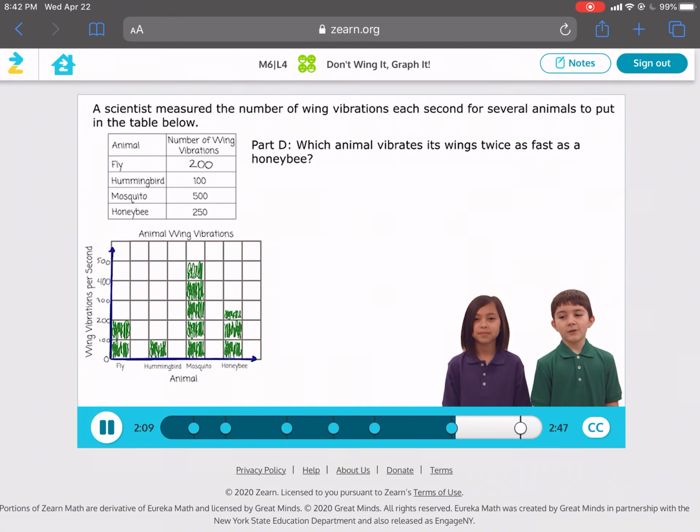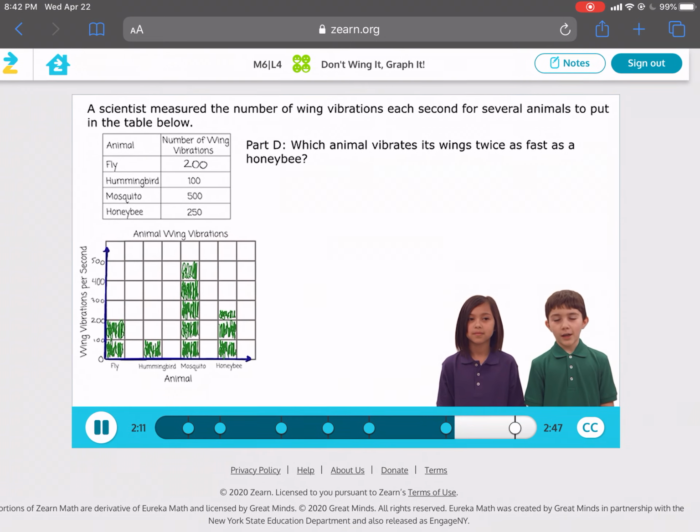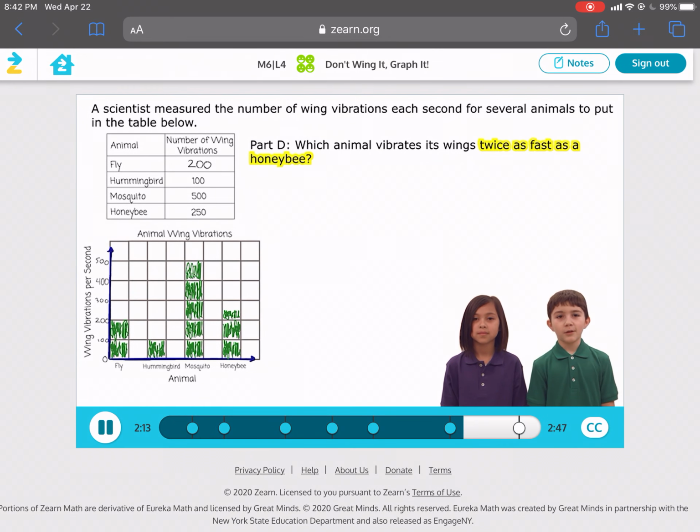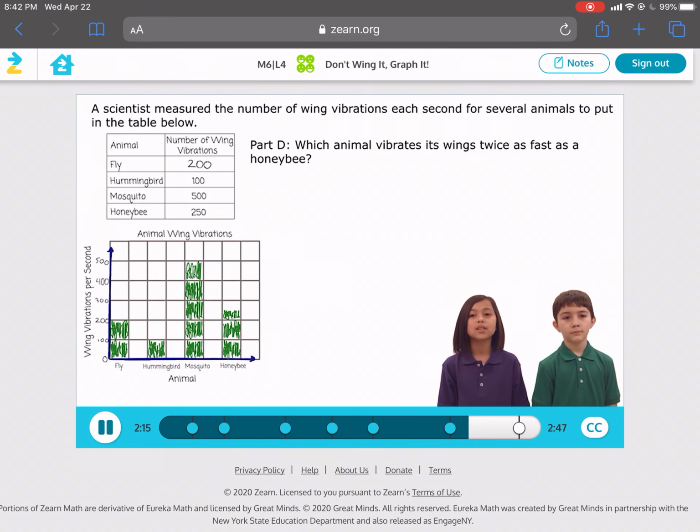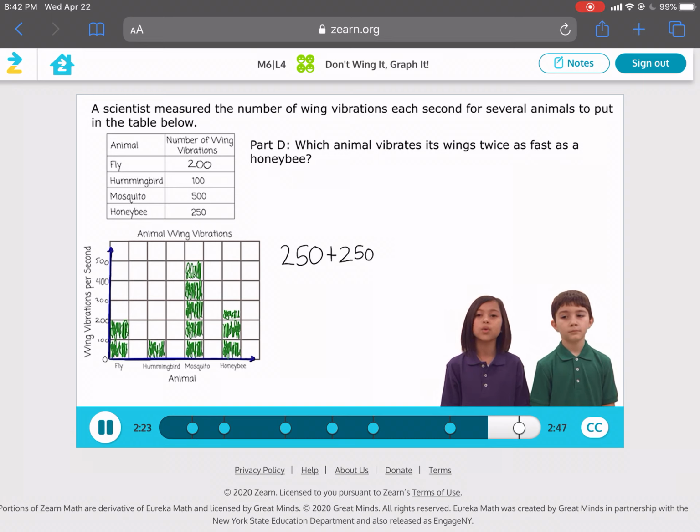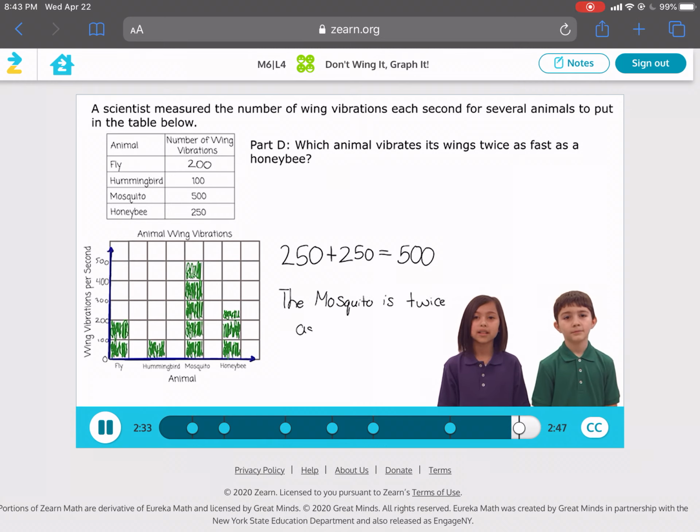The question is asking us to find which animal is twice as fast as the honeybee. The honeybee flaps its wings 250 times per second. I would write 250 plus 250. 250 plus 250 equals 500. The graph shows us the mosquito vibrates its wings 500 times per second. The mosquito vibrates its wings twice as many times as the honeybee.